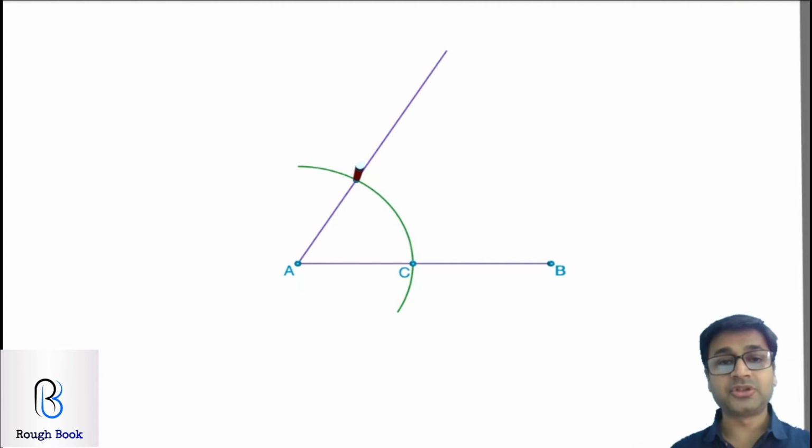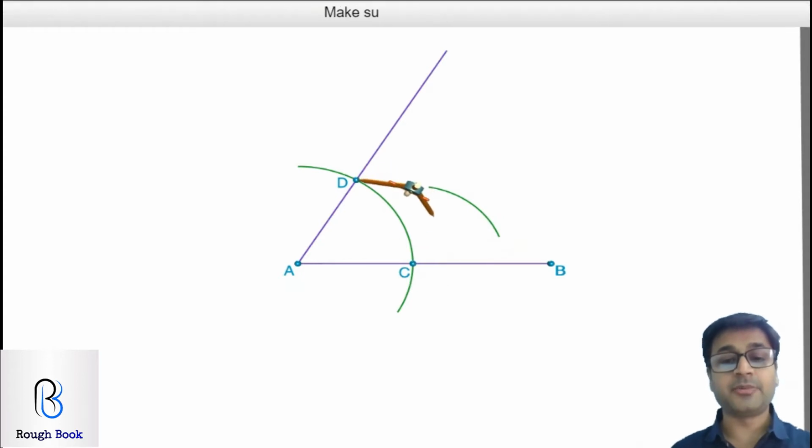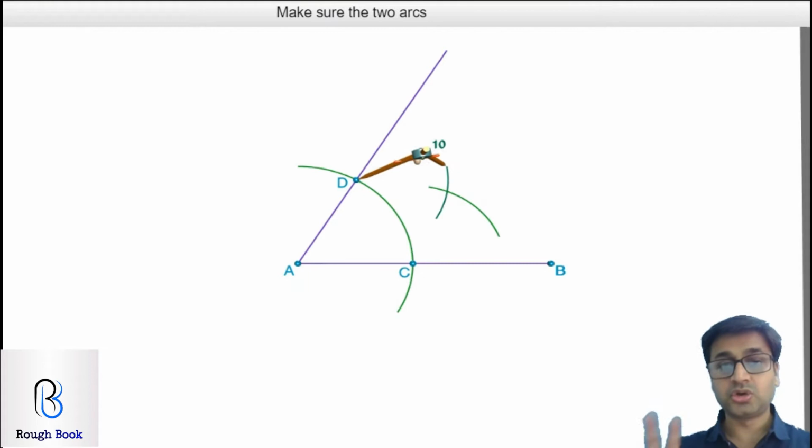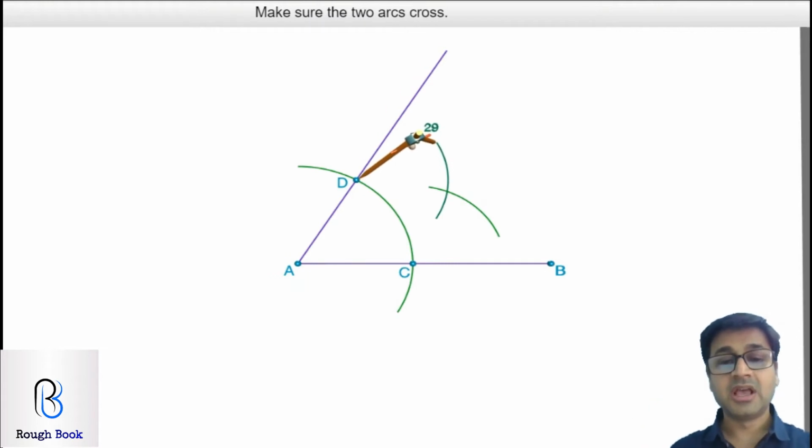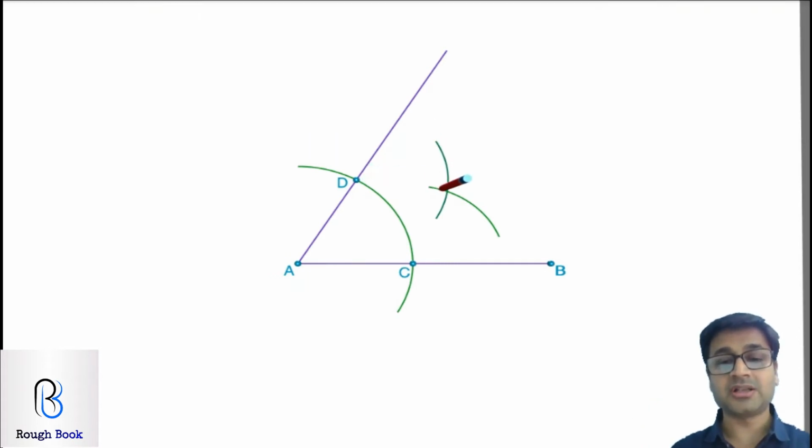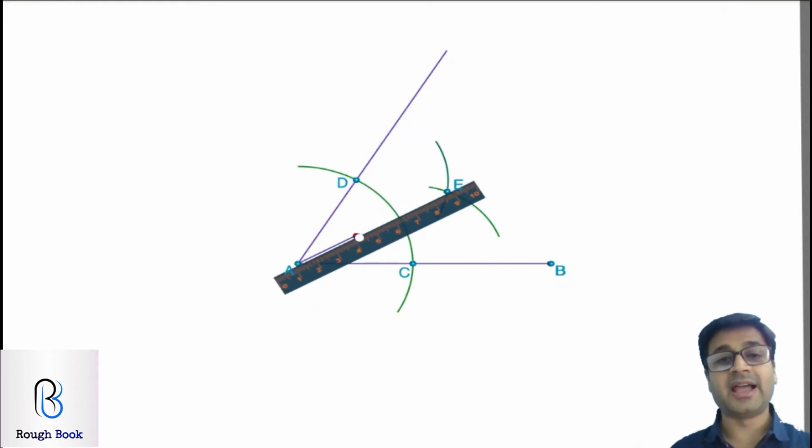Now keep your compass on C and cut an arc like this of any measurement. A slightly greater is better. The same radius, keep it on D and cut another arc. So 2 arcs, these 2 same radius. The point of intersection of these 2 arcs, if you join with A, what we will get is called your angle bisector, which will look like this.